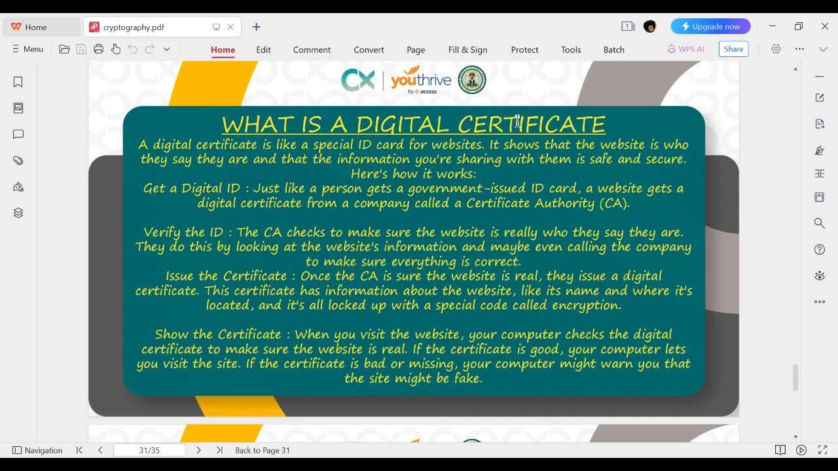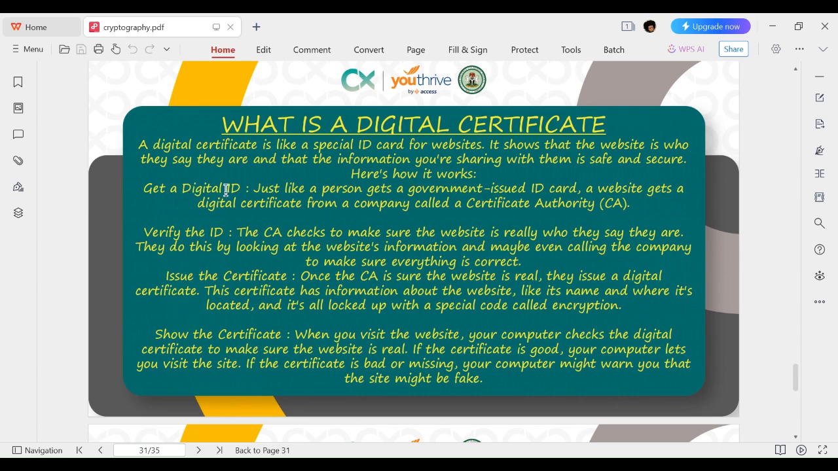So what is a digital certificate? A digital certificate is like a special ID card for websites. It shows the website is who they say they are and that the information you're sharing with them is safe and secure. How does it work?